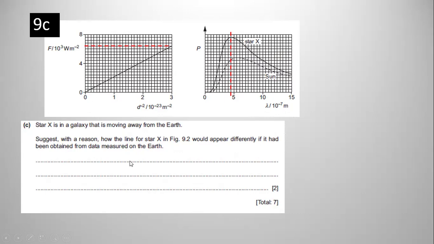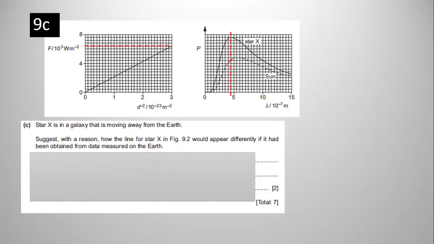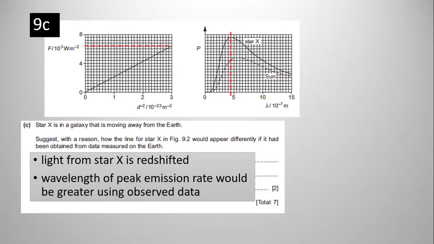What is your answer? I wrote: if observed from Earth, the light from star X will be redshifted, since the wavelength at which the maximum rate of emission occurs will be greater. Light from star X is redshifted. Okay, that's your first mark. The wavelength of peak emission rate will be greater using observed data.